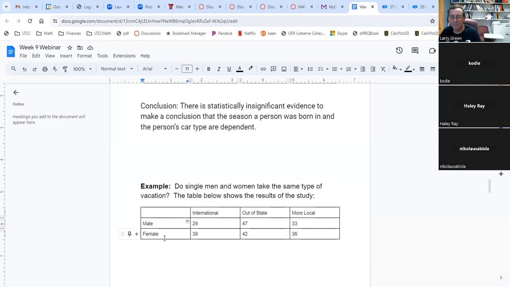Had it said, are gender and vacation type independent, then you would use the test for independence, but that's not what this asks for. This is comparing men and women. Do you see the difference? That's a problem a lot of people have, choosing the test. It might be the hardest part of this whole chapter. Any questions on choosing?